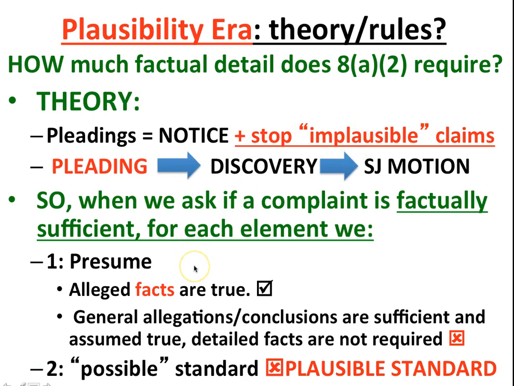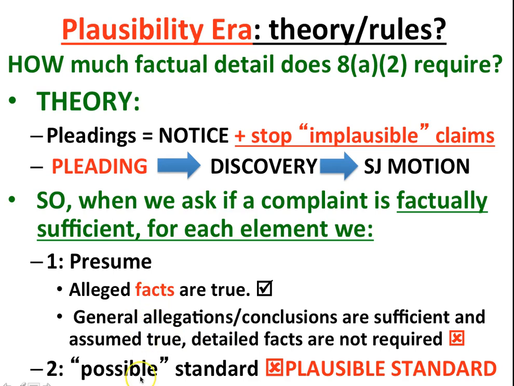If you look at the test adopted in the plausibility era, you'll see that it demands more factual information. Why? First, the court distinguished between facts and conclusions or general allegations. The court told us that while we should always presume alleged facts are true, we should simply ignore general allegations or conclusions. The pleader can't rely on general conclusions. Rather, we're going to force the plaintiff to come up with detailed facts.